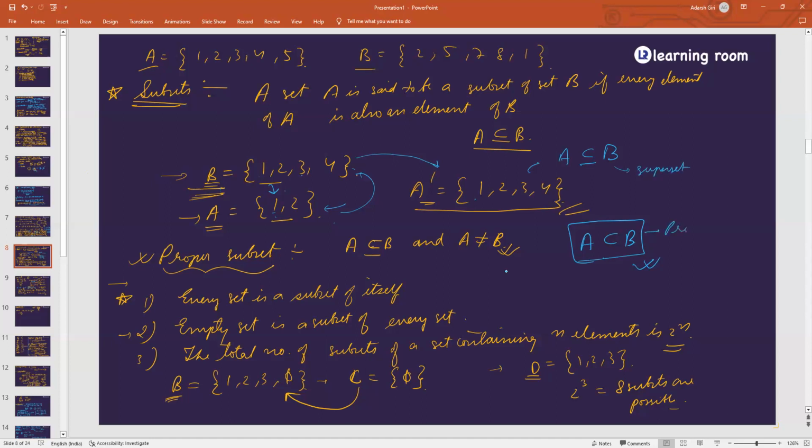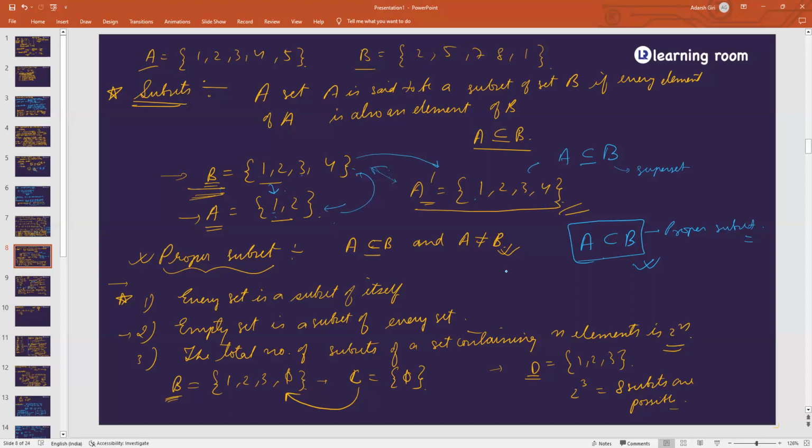If all of the elements are equal, that will be a superset. If only a few elements are equal, it will be a proper subset. Then shouldn't B and A also be equivalent sets because they have the same elements? Yes, they are equivalent sets, and they are also equal sets.